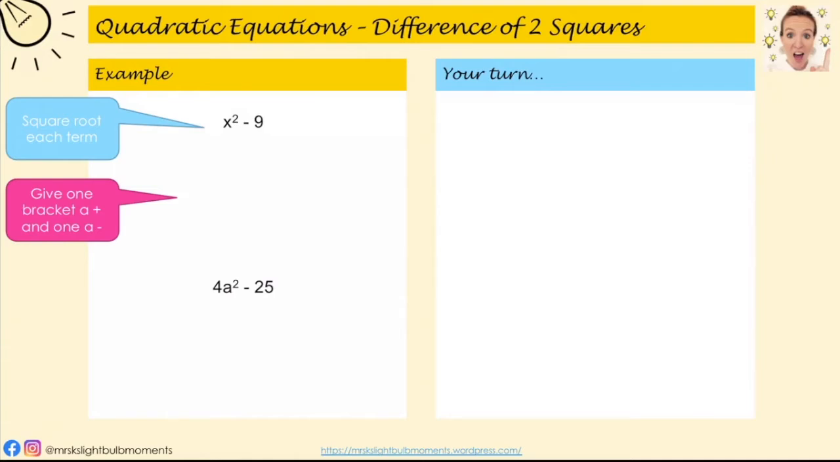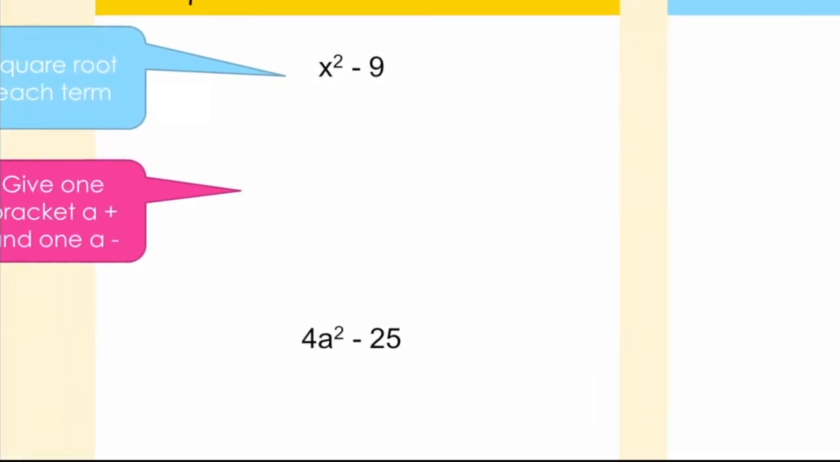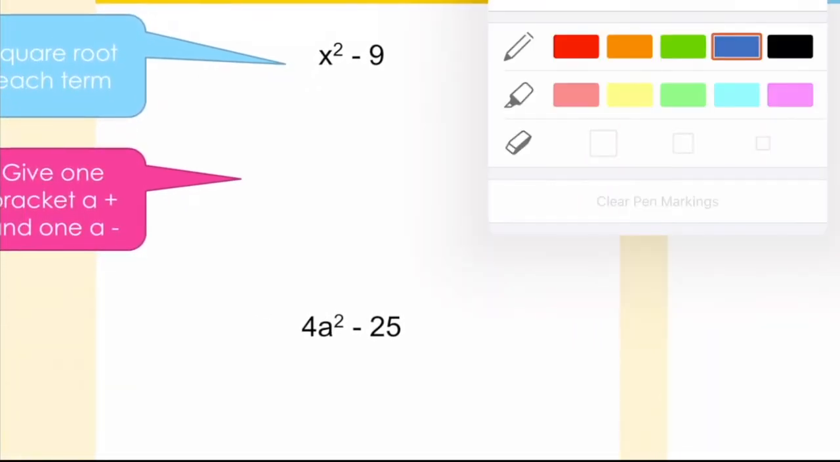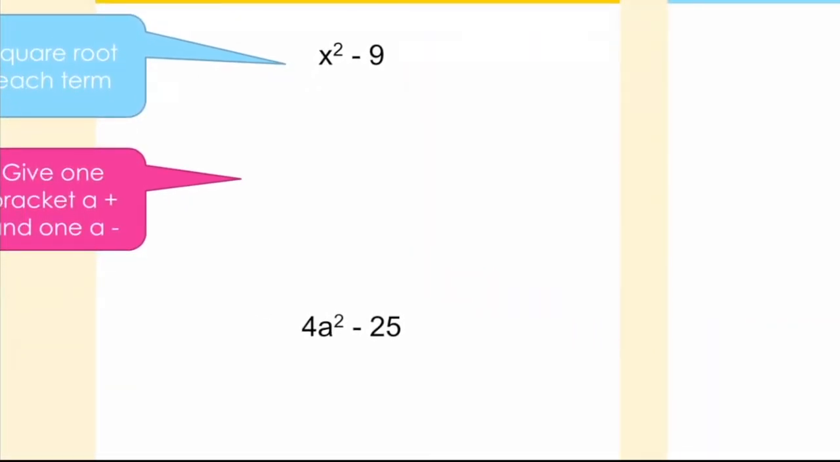So these are the exact same questions I just had on the previous slide. What we've got to do to find the bracket is we've got to square root each term. So if we square root x squared, we get just an x. And if I square root 9, I get 3. That doesn't mean my answer is just x minus 3. You can't square root terms that have been added or subtracted just individually. But what we can do is put it straight into brackets.